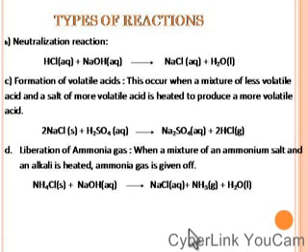H2SO4 is less volatile, so it produces sodium tetraoxosulfate VI and then hydrogen chloride gas, which is more volatile. That is that. And the last one, which is the liberation of ammonia gas.